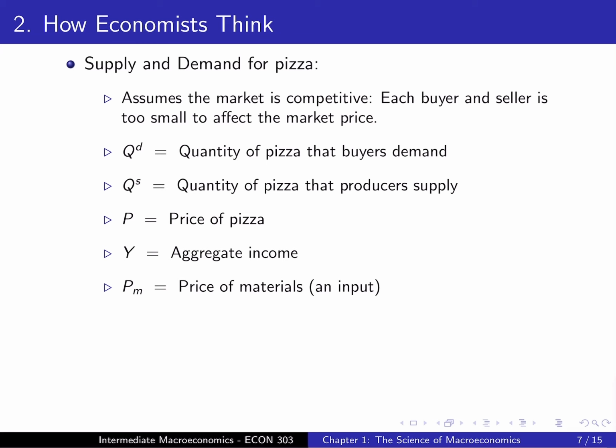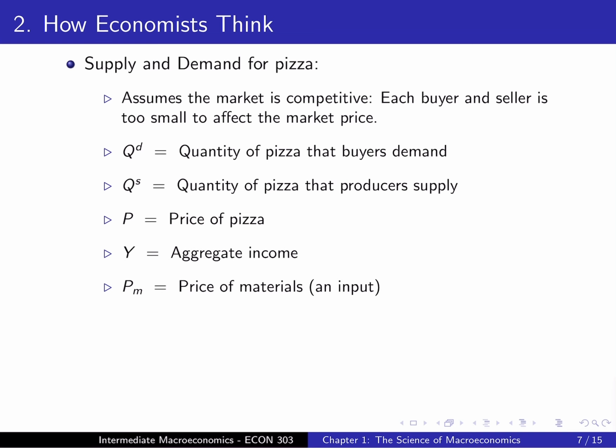We define several key variables in this model. QD, the quantity of pizza that buyers demand. QS, the quantity of pizza that producers are willing to supply. P, the price of pizza, determined at the intersection of supply and demand. Y, aggregate income, which affects consumers' ability to purchase pizza. PM, the price of materials, such as cheese, dough, and sauce, the inputs in the production process.